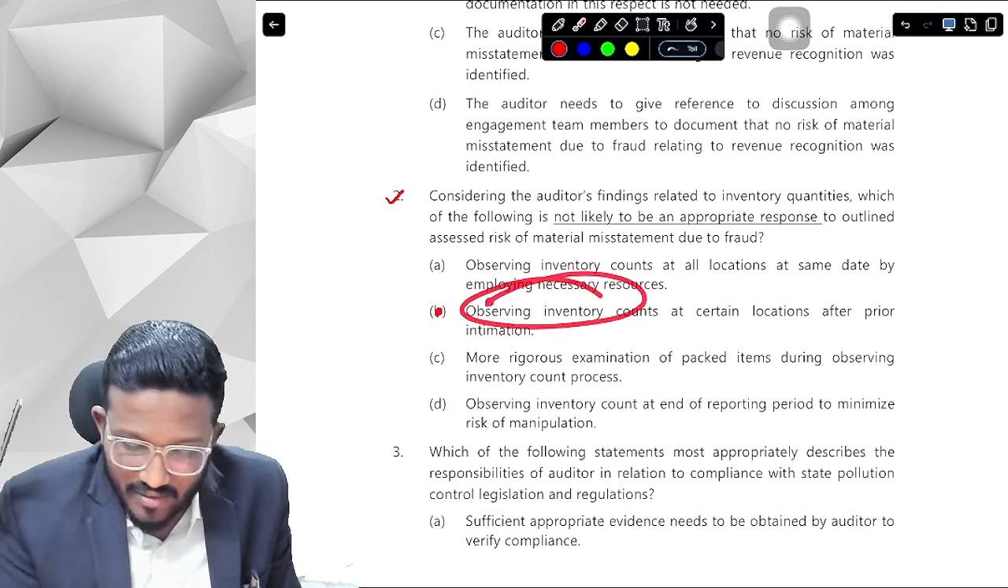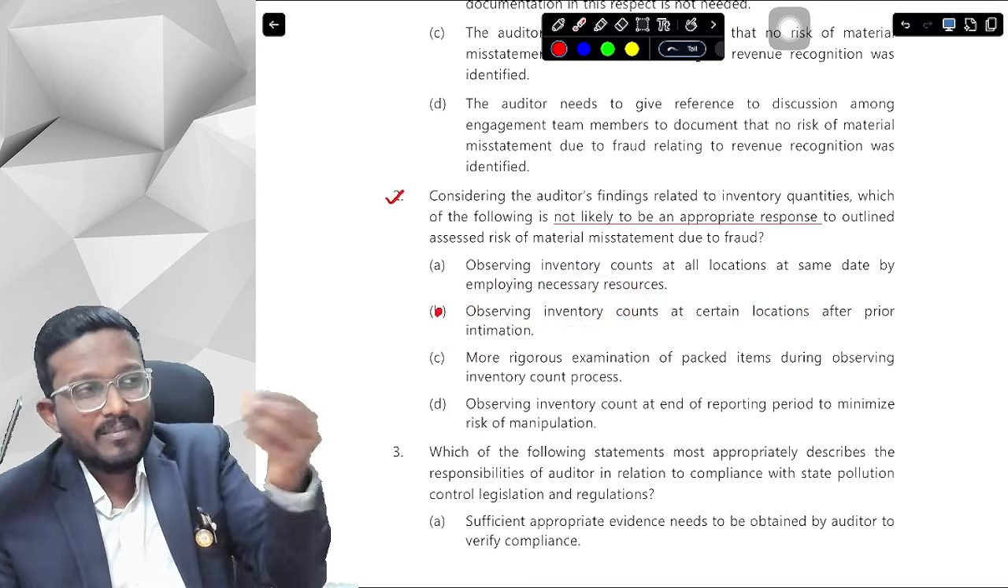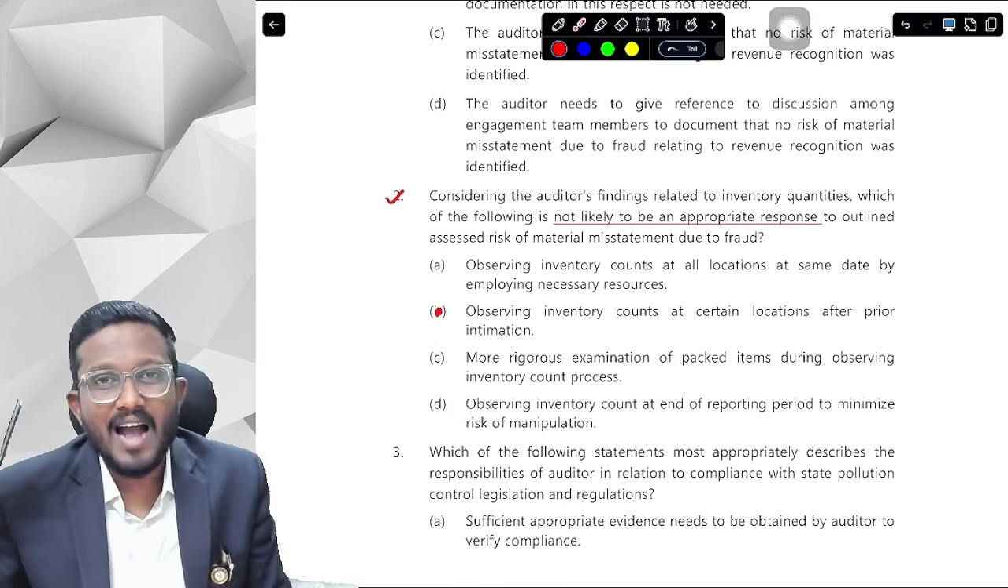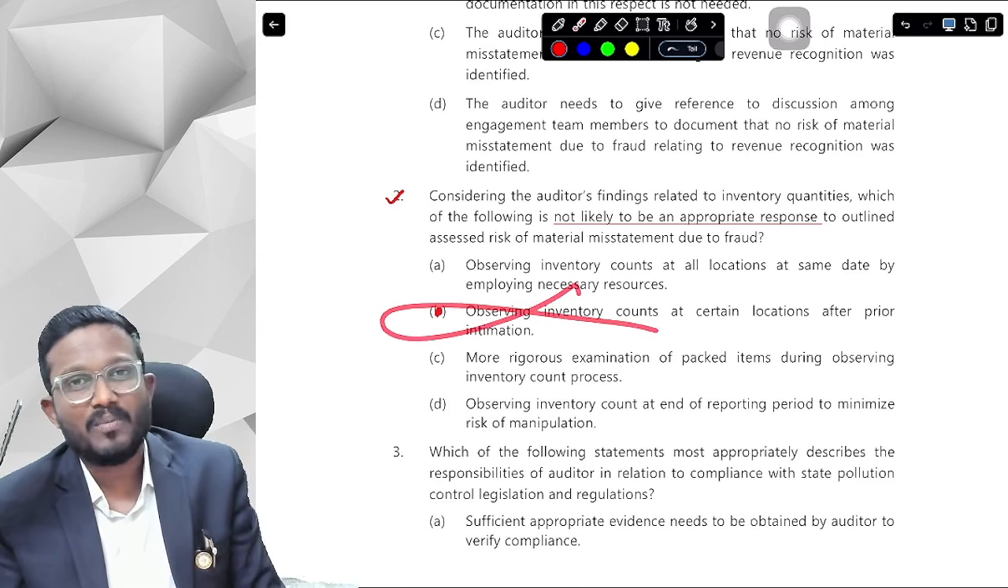But lastly, observing the inventory count at certain locations after prior intimation. If you are intimating them prior, and if you are doing it only at certain locations, then they will obviously be able to hide any fraud that they might have done in your inventory. So this is not an appropriate procedure.